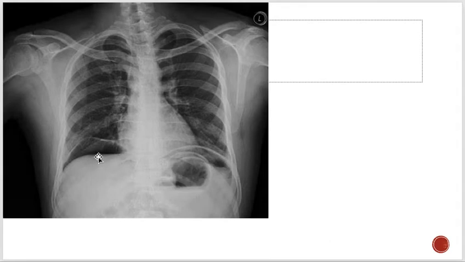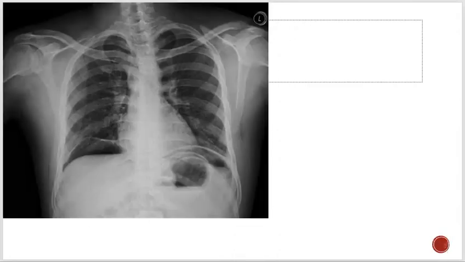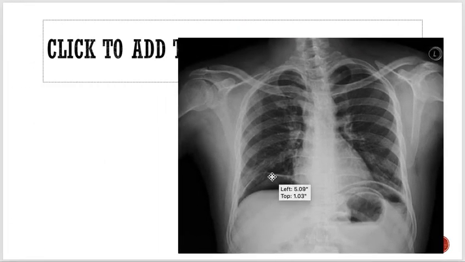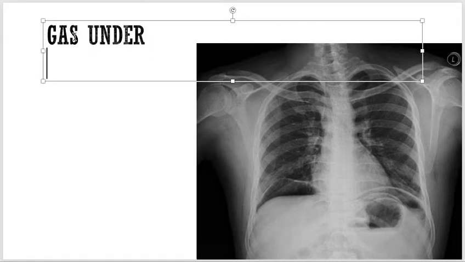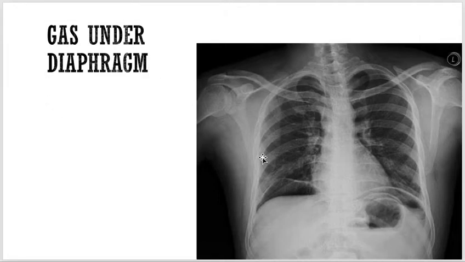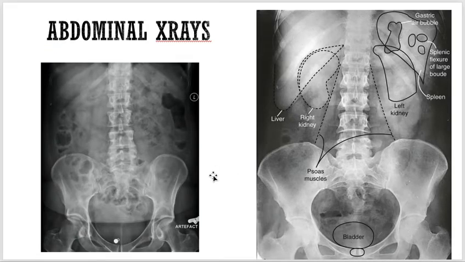This is called gas under the diaphragm. So whenever this thing is present, remember that this gas, which is present in the intestines, due to perforation, has escaped into the abdomen and it can be seen on the chest X-ray. It is called as what? Gas under diaphragm. So simply I can write over here gas under diaphragm. Okay. So this is an X-ray of gas under diaphragm, right? Now I will go back to the normal X-rays.